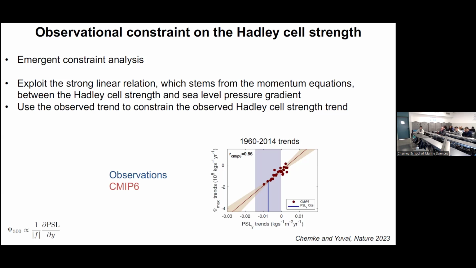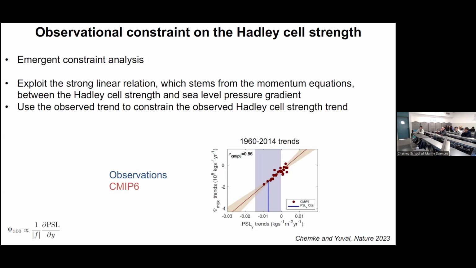Right. So we're going to do what we call emergent constraint analysis. We're going to exploit the strong linear relationship that we have between those two variables that comes from the momentum equation. It has a physical meaning. We didn't get it by a fluke. It has a strong physical meaning.